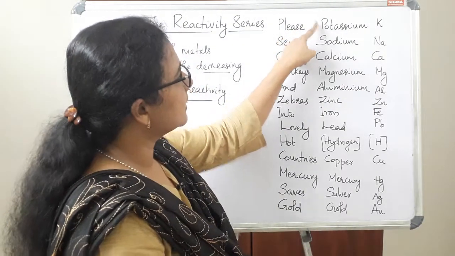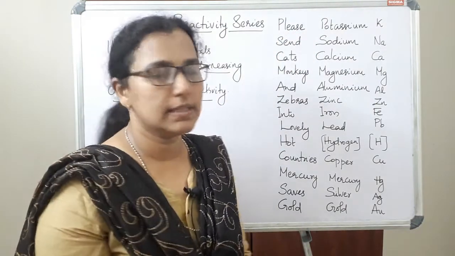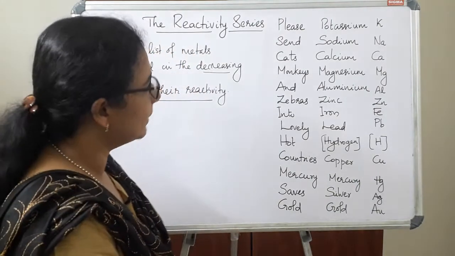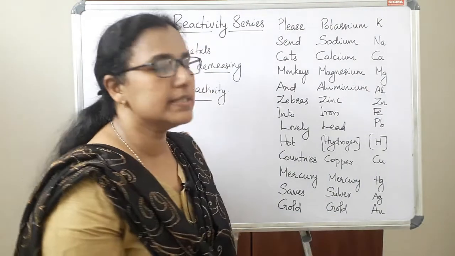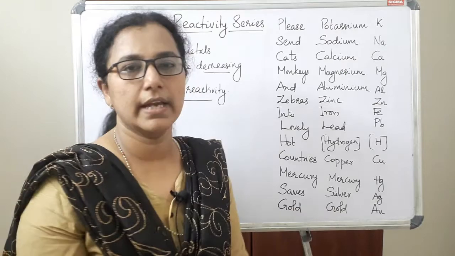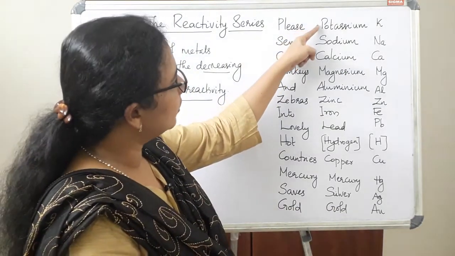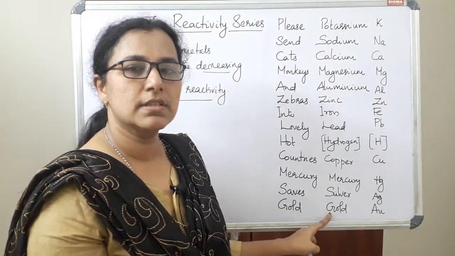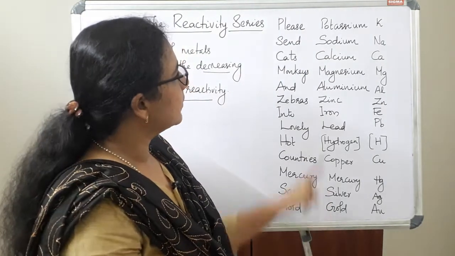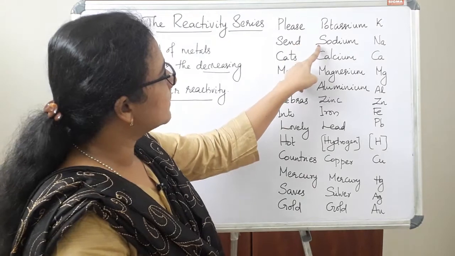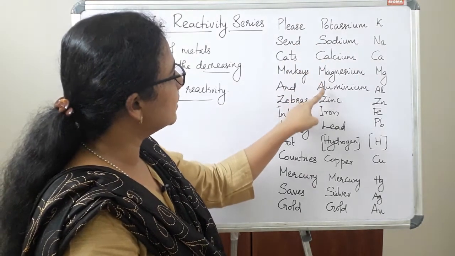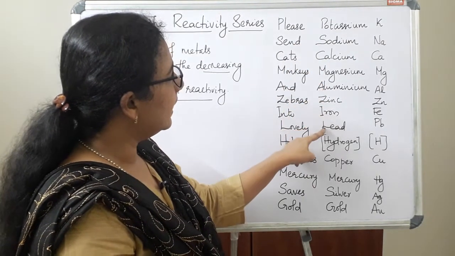Here potassium is at the top. So we can say that potassium is the most reactive metal, and gold is the least reactive metal. The most reactive metal is placed at the top and the least reactive metal is placed at the bottom. It starts from potassium, then comes sodium, calcium, magnesium, aluminium, zinc, iron, lead.